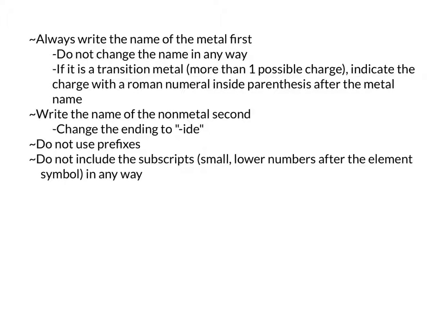If it is a transition metal, it will have more than one possible charge. The charge will need to be indicated using a Roman numeral inside parentheses directly following the name of the metal. Next, you will write the name of the nonmetal. You will need to change the ending of the nonmetal to IDE. Do not use any prefixes when naming ionic compounds, and do not include the subscripts, which are the small numbers in the lower right hand following an element in the formula, in any way.